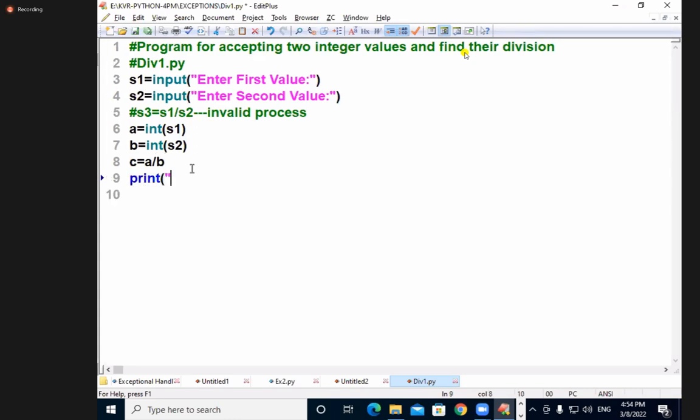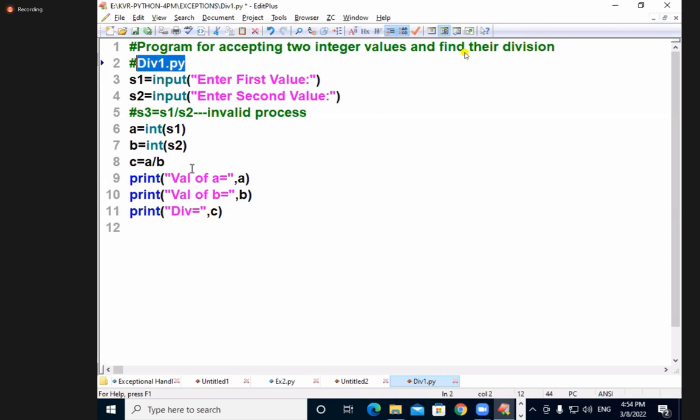Now print the value of A is, comma, A. Value of B is, comma, B. Then print div, comma, C. Program execution from the beginning, program execution in the last. Are you following, students? Right.